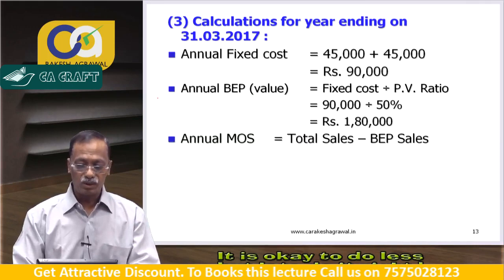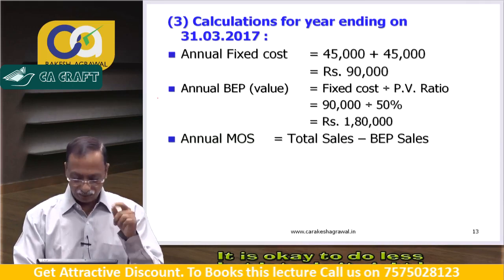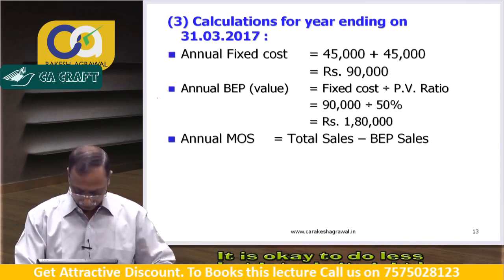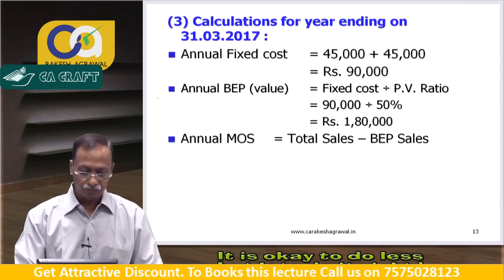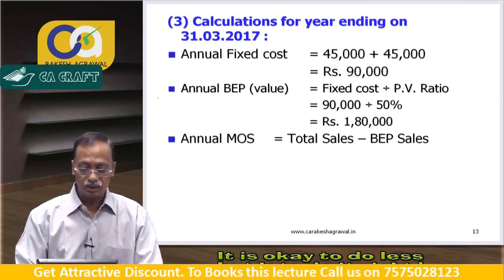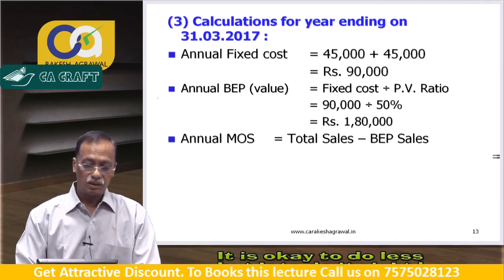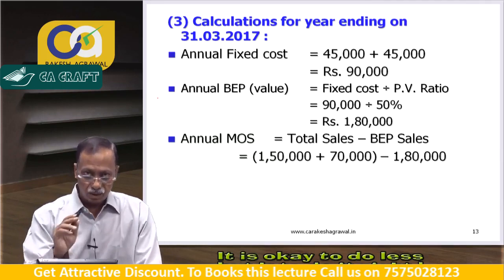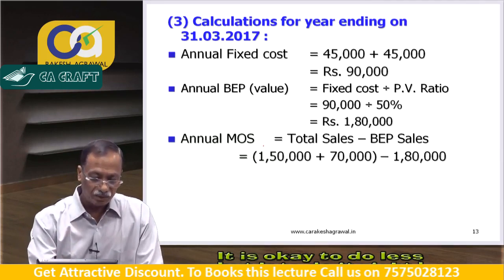So annual MOS, annual margin of safety is equal to total sales minus BEP sales. Now check total sales. 1,50,000 was already given for the first half. For second half, we calculated expected sales 70,000.